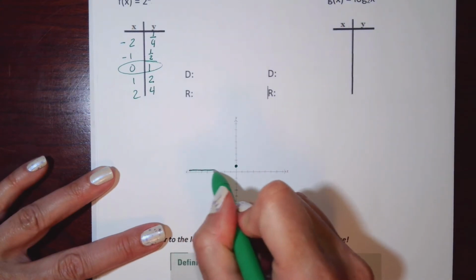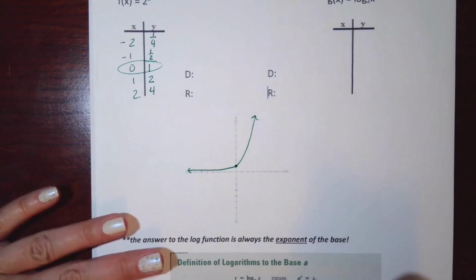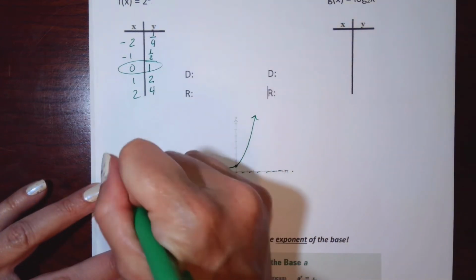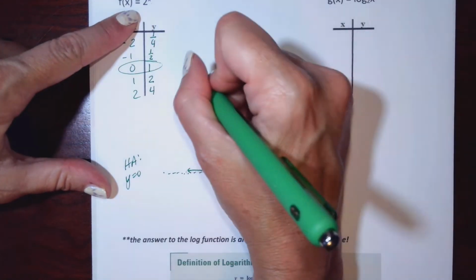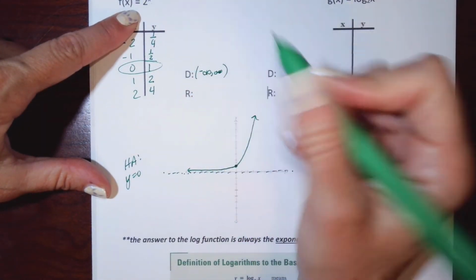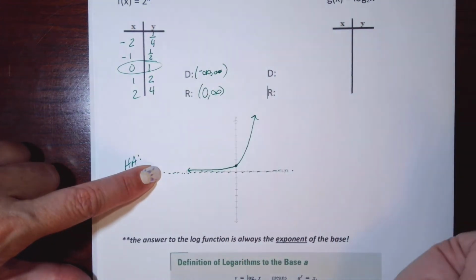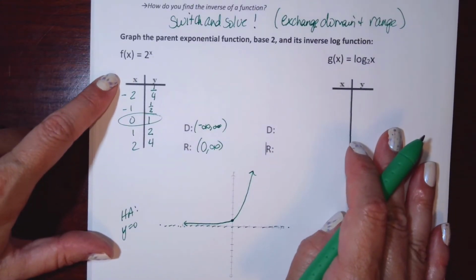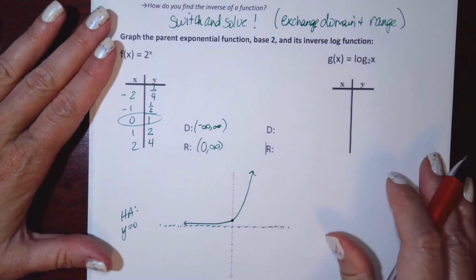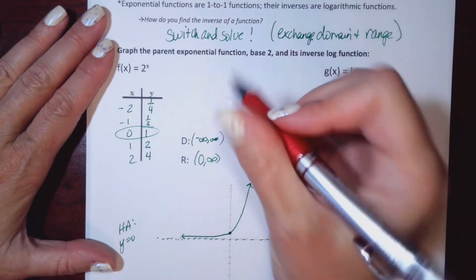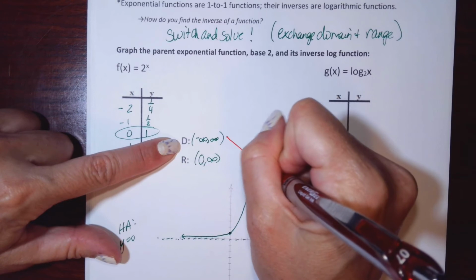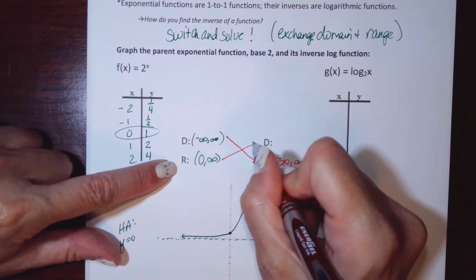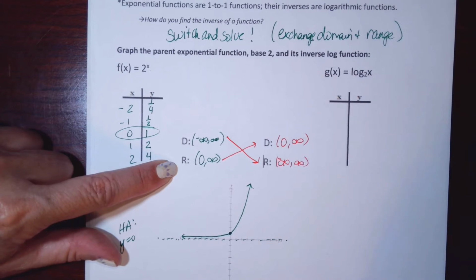Graph that right there. I know that my function's going to flow upward just like that. I have a horizontal asymptote at y equals 0. My exponential function always has a domain of all real numbers, and the range is limited by that horizontal asymptote. So for the parent function, it's limited from 0 to infinity. That's my base function, my exponential function. The inverse of that is going to exchange our domain and range. So my domain of the exponential function becomes the range of the inverse function, -infinity to +infinity, and the range of the exponential function becomes the domain of the inverse function from 0 to +infinity.